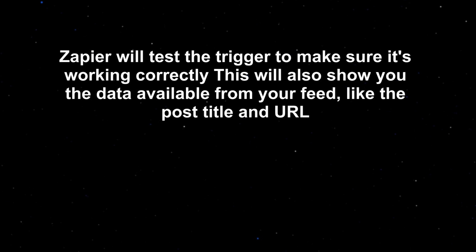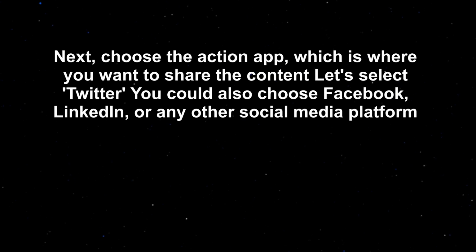Zapier will test the trigger to make sure it's working correctly. This will also show you the data available from your feed, like the post title and URL. Next, choose the Action app, which is where you want to share the content. Let's select Twitter. You could also choose Facebook, LinkedIn, or any other social media platform.